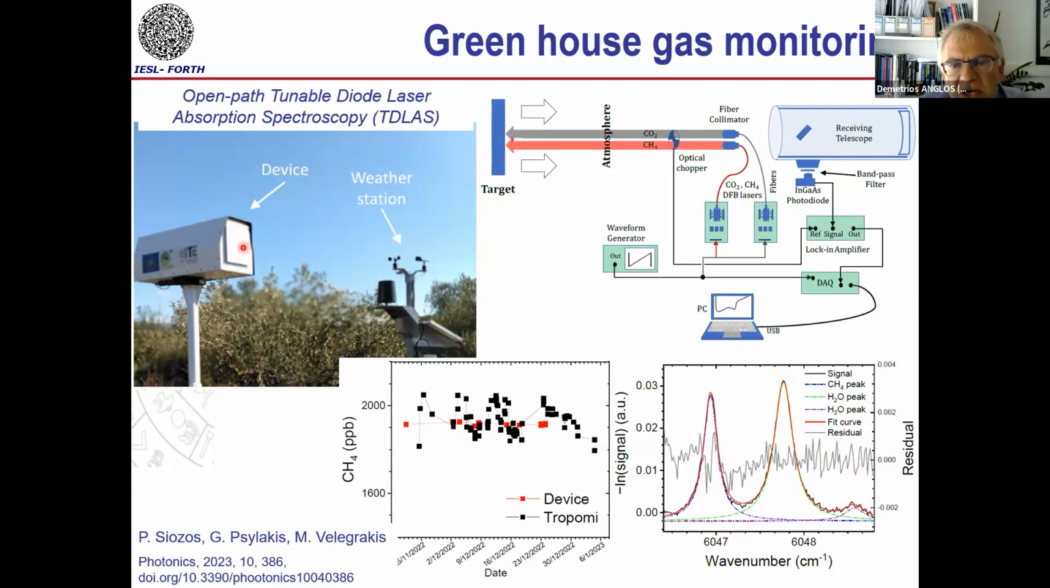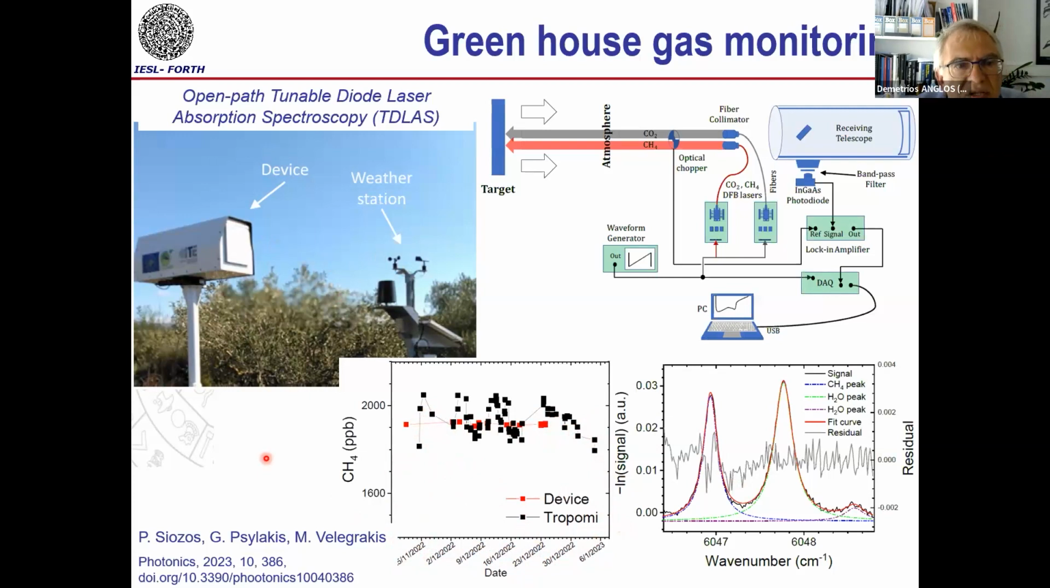So this group can measure the average concentration of pollutants like CO2 or methane along the path, and you see the data collected for a number of days earlier this year and late last year are in quite good agreement with data collected from the tropospheric measurement instrument, which is a satellite imager and satellite-based spectrometer.